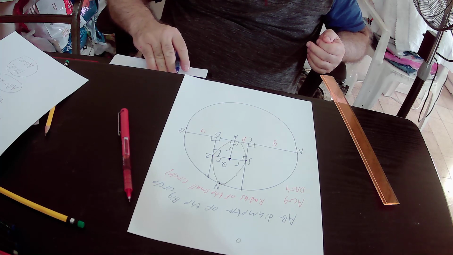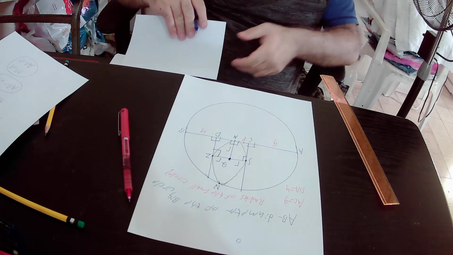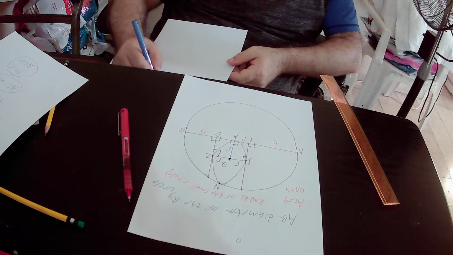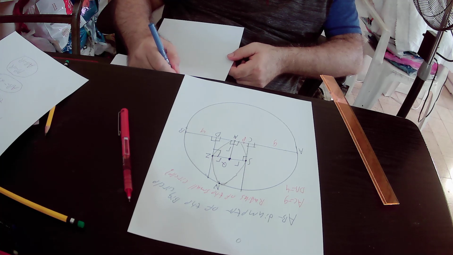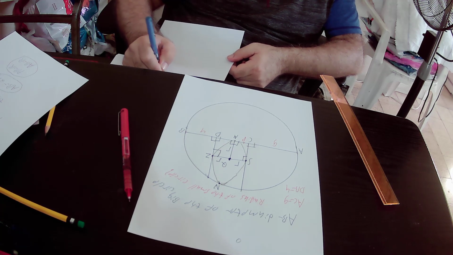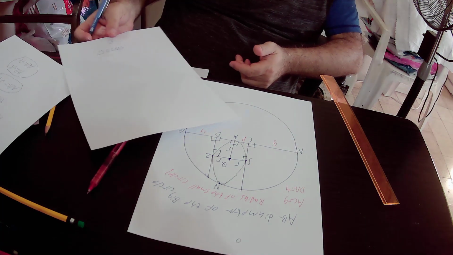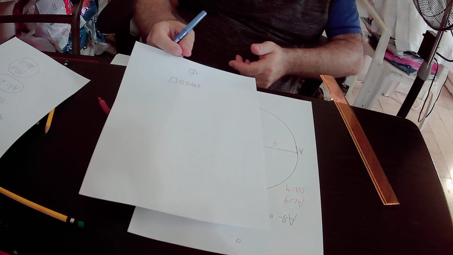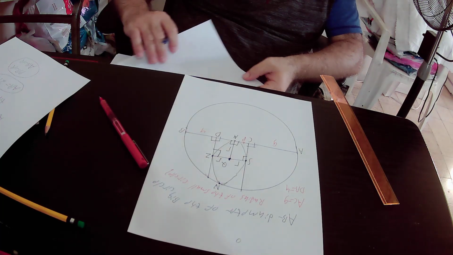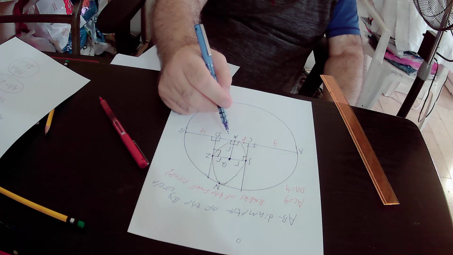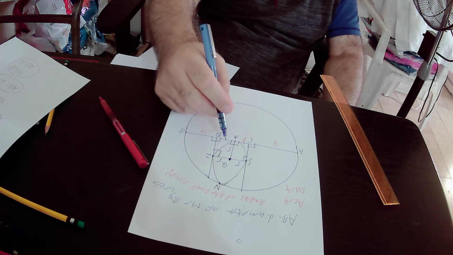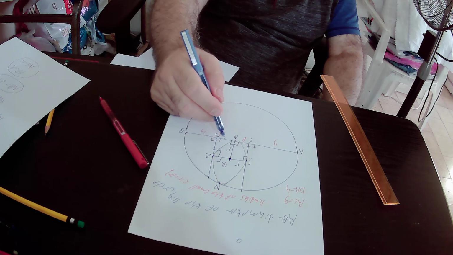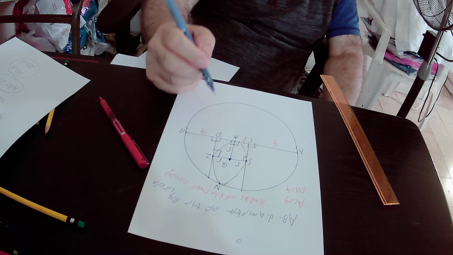So actually we have square QZMD. Square QZMD has 3 right angles. So 3 times 90 degrees is 270 degrees. So the sum of the 3 angles in square QZMD is 270 degrees.